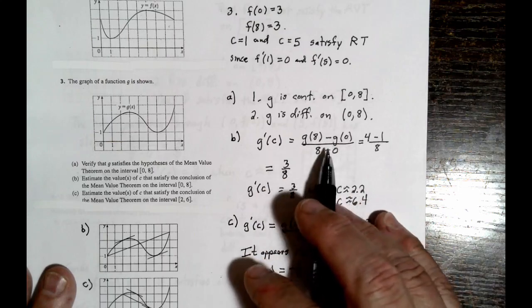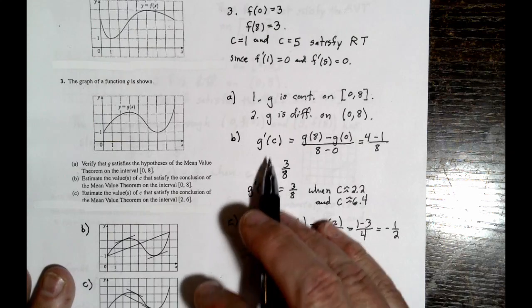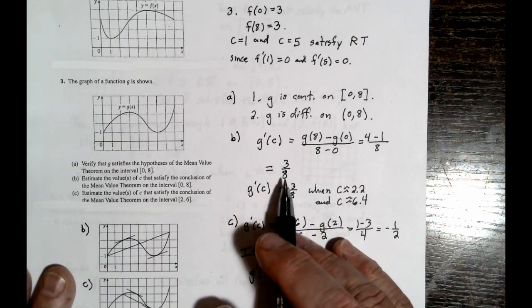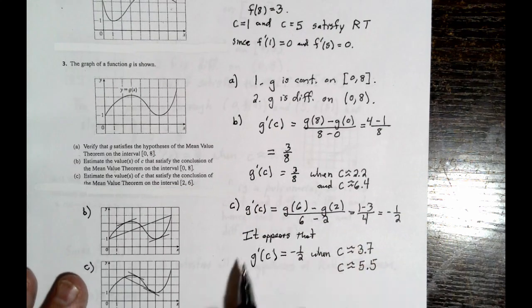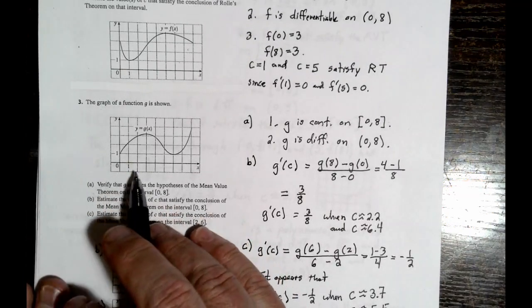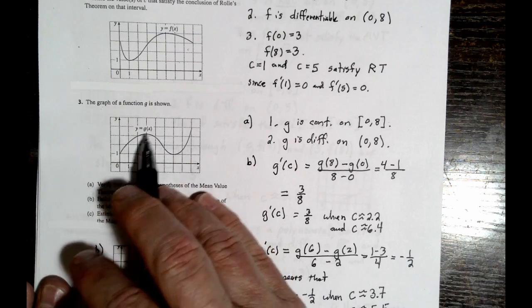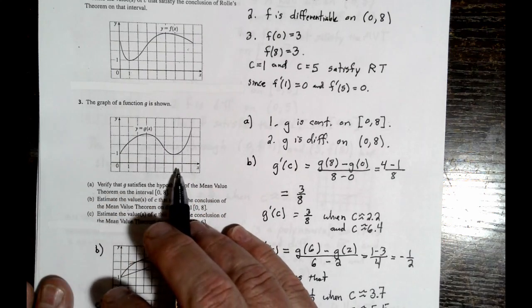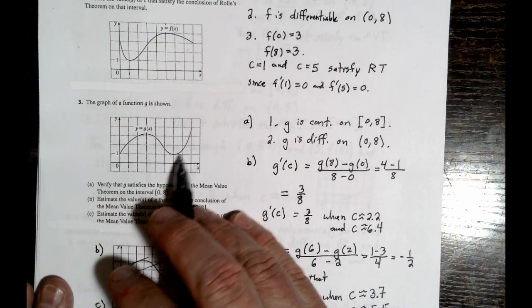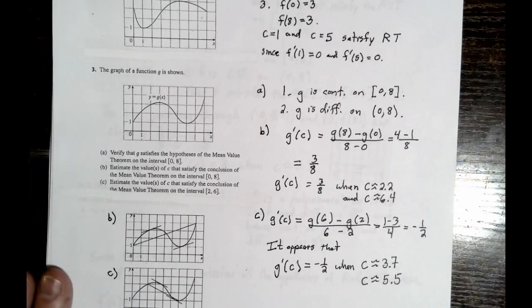When you take the derivative there, when you simplify, you get 3 over 8. So g prime has to equal 3 over 8. Well, if you look at this graph, you can see right about where it's 2.2, that looks like it's about 3/8. And over here at 6.4, again, it looks like a slope of 3/8. So it satisfies the condition.